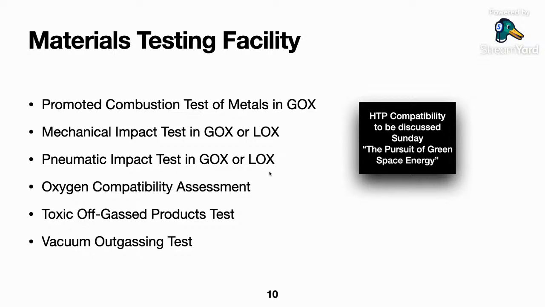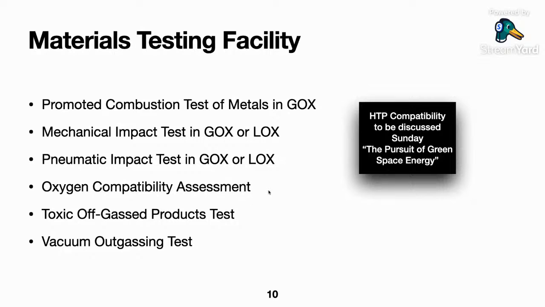Pneumatic impact test, again, gaseous oxygen, liquid oxygen. This is looking at, instead of metals, soft materials such as rubbers and gasket materials that are used in valves and other pieces of a propulsion system. And the idea here is that when a fluid impacts a curve or some other change in direction, the momentum is being transferred to the wall. And frequently that can cause that material to ignite. And this is a definite concern. And it's something that will be a concern even with hydrogen peroxide.